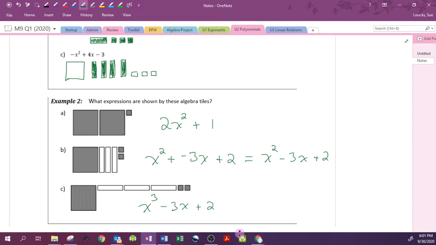That is the end of this. There are just a few practice questions for you to do, and then mark it. Hopefully you marked everything else already, and then I guess you can write the quiz.